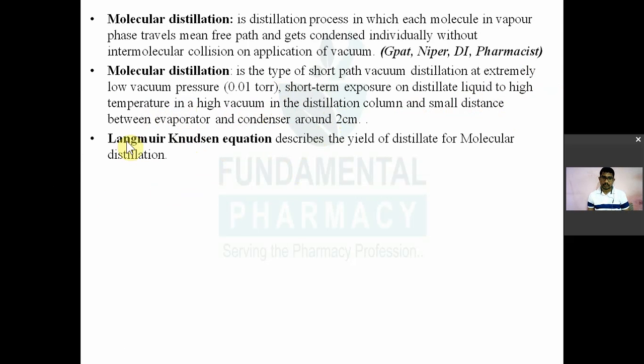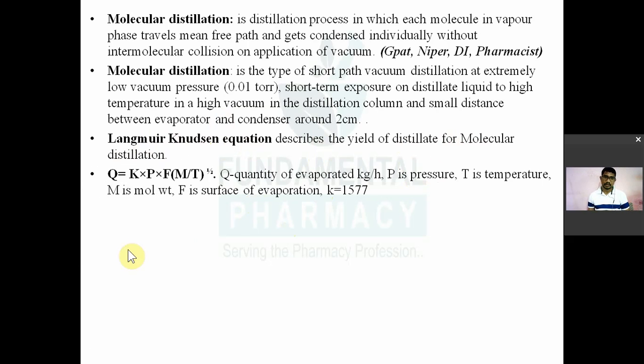Okay, so there is one equation related with this molecular distillation known as the Langmuir-Knudsen equation. The Langmuir-Knudsen equation describes the efficiency of molecular distillation, the yield of distillate for molecular distillation. So what is that equation? That equation is Q is equal to K into P into F into M divided by T raised to half. What is Q? Q is nothing but the quantity of distillate, or quantity of evaporated liquid, gram per hour.